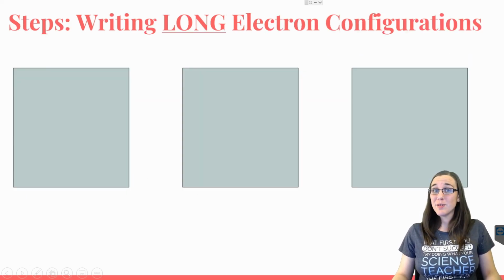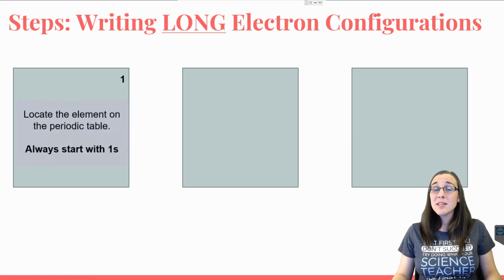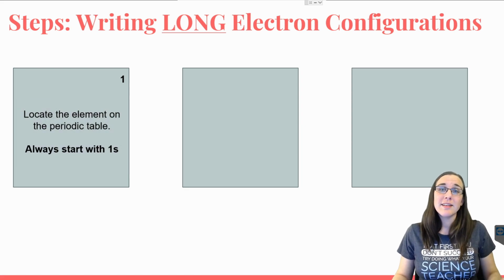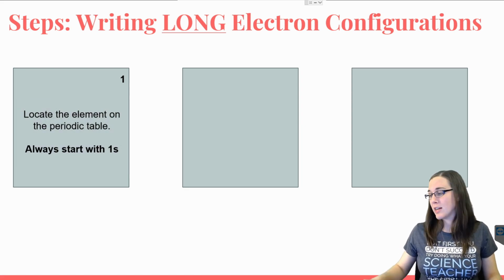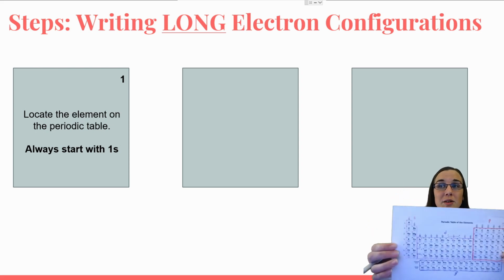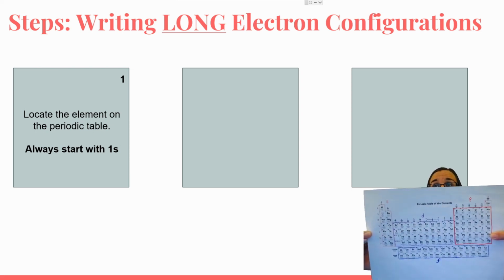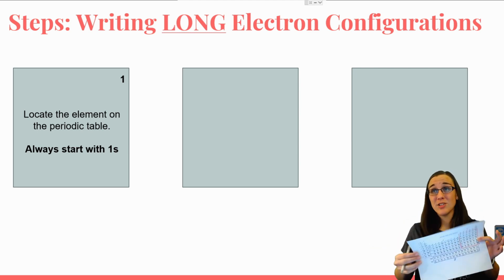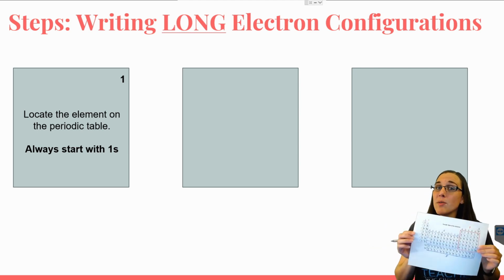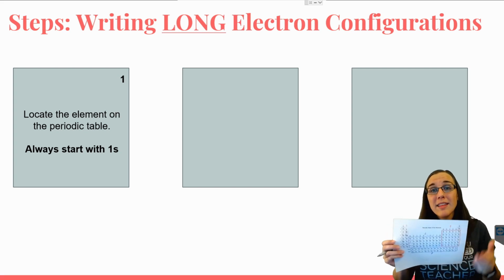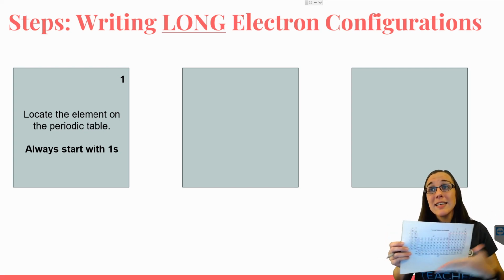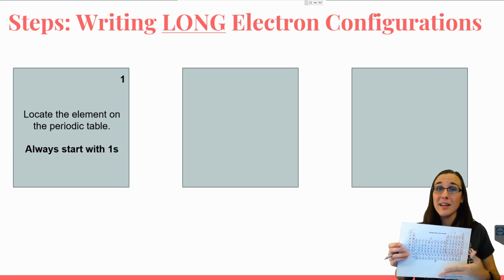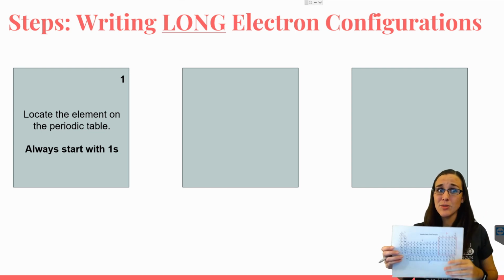Here are some steps if you'd like to pause the video and write them down for your notes for future reference. Step 1 is to locate the element or the atom that you're trying to write the electron configuration for on the periodic table. That means you're going to need your periodic table available to you so that you can actually locate its position here in order to write the electron configuration. If you don't have a periodic table out, you can't write the electron configuration. You need this present in order to do that. Unless you've memorized this in your head, then kudos to you.